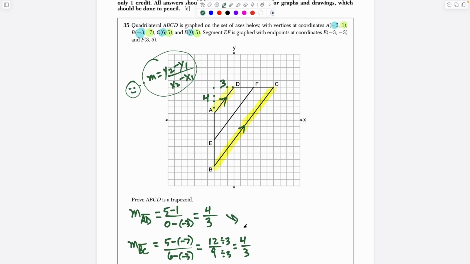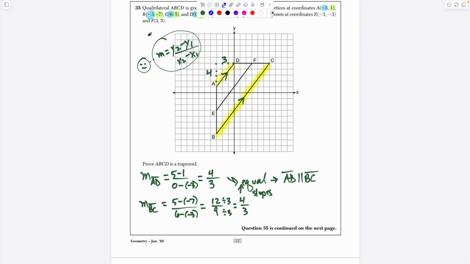Okay. And I'll comment here, hey, these are equal. I like to use a kind of flowchart way of explaining this. So I first comment that these are equal and then say, all right, the implication here is equal slopes. And this will tell us then that AD, that segment, is parallel to BC. So now we can write out our conclusion. I'm going to say that ABCD is a trapezoid because it has at least one pair of parallel sides.